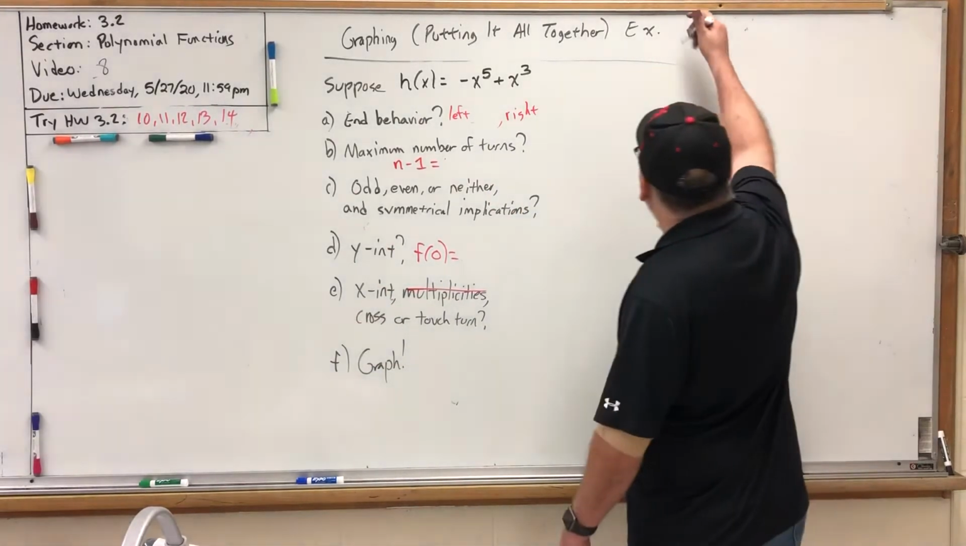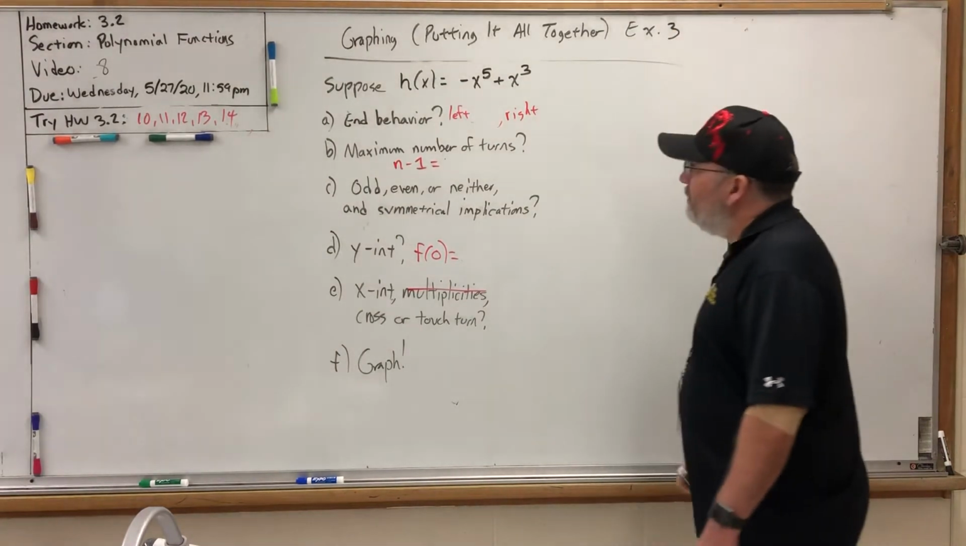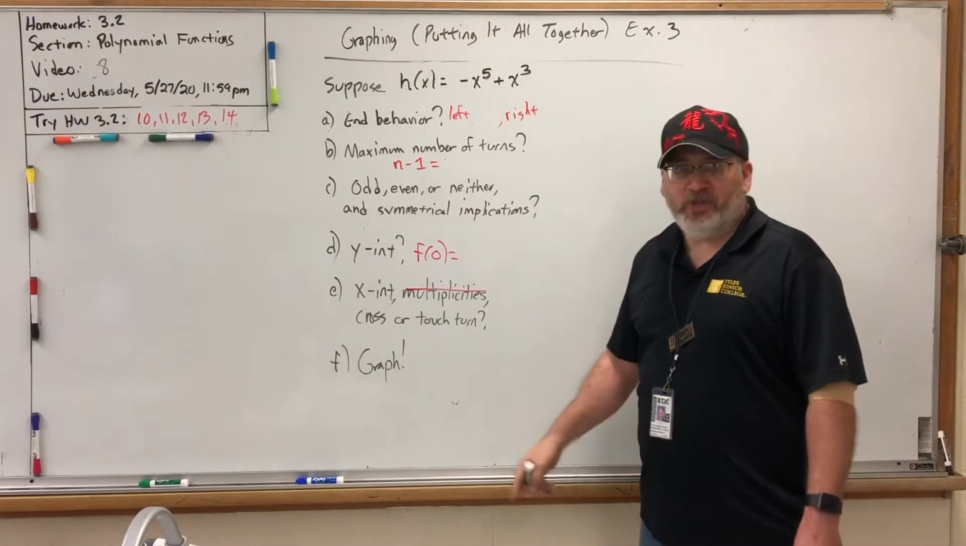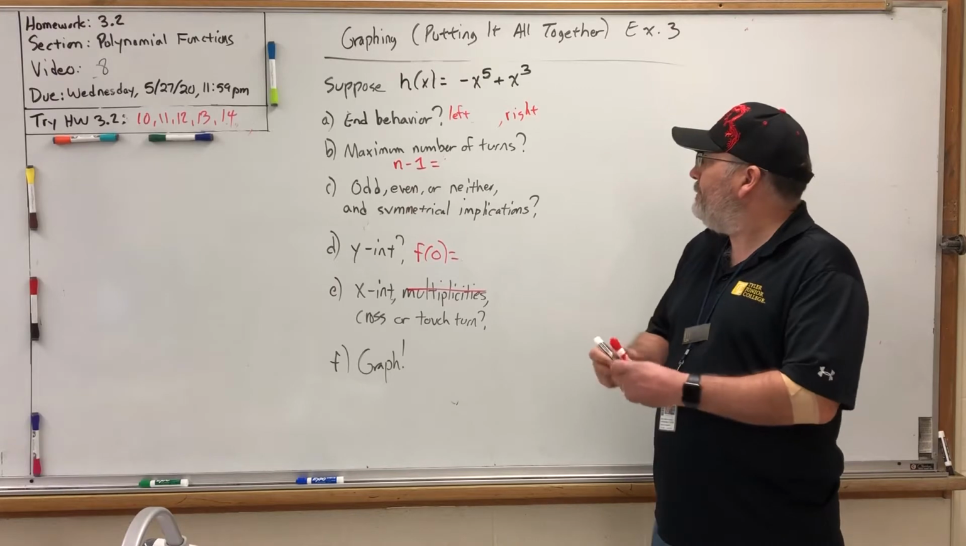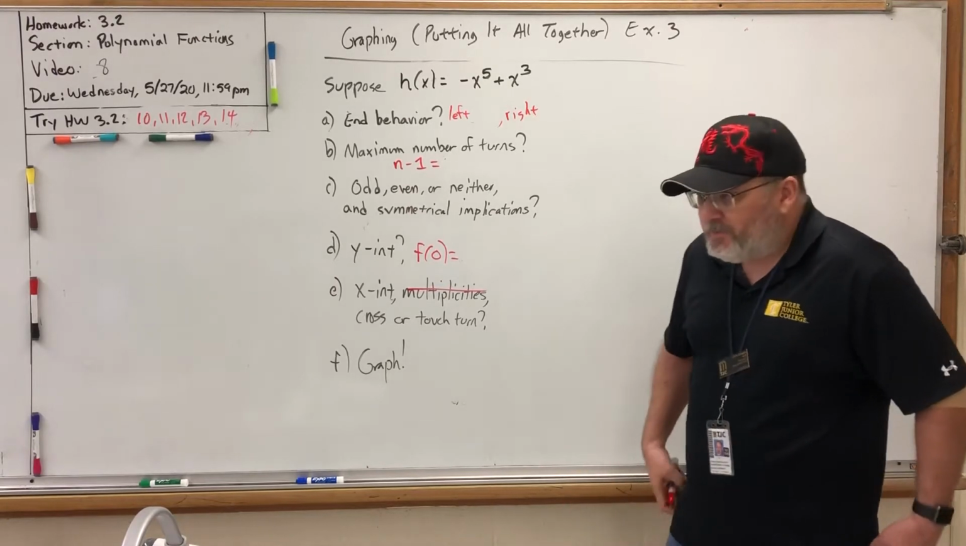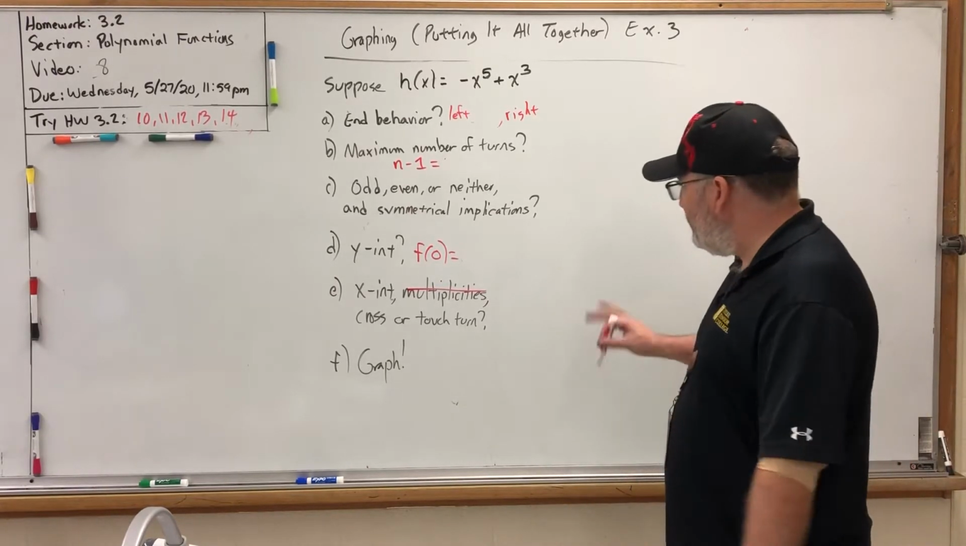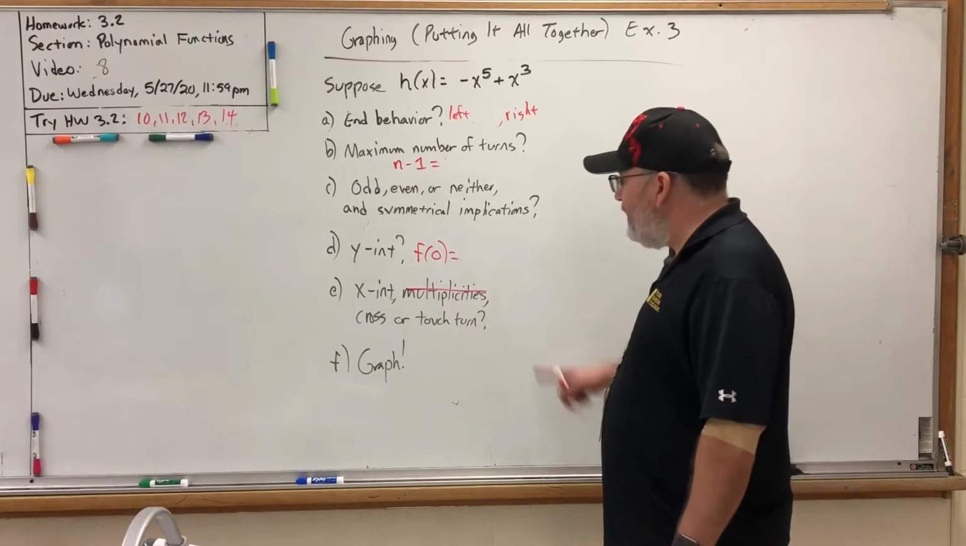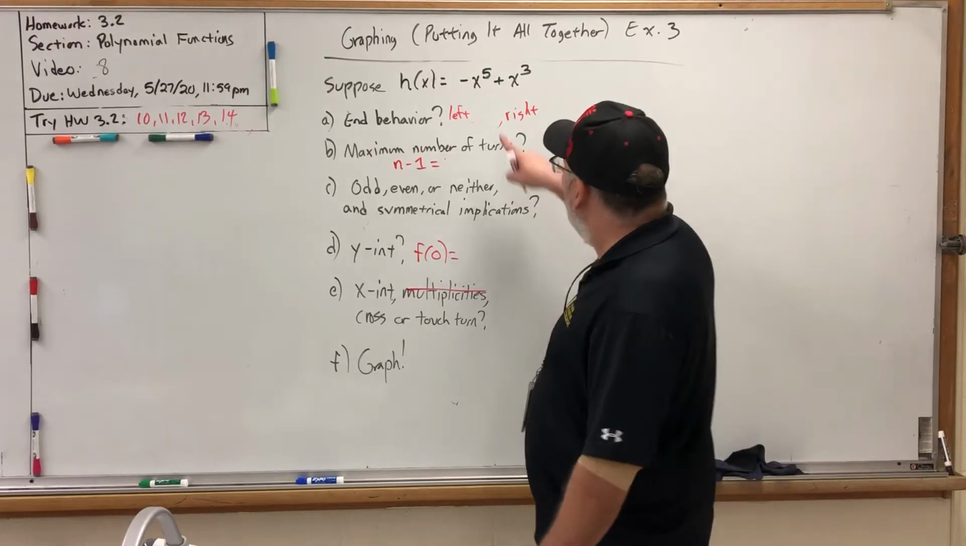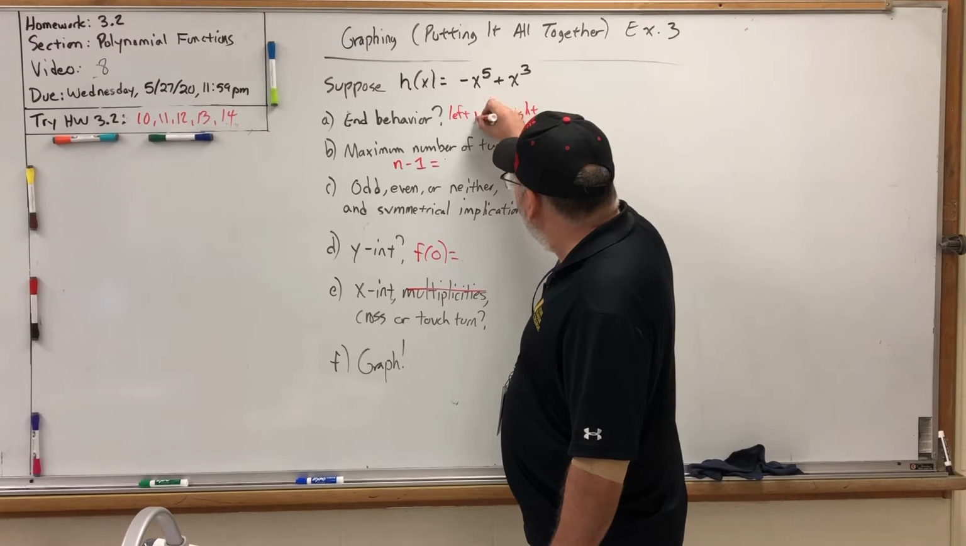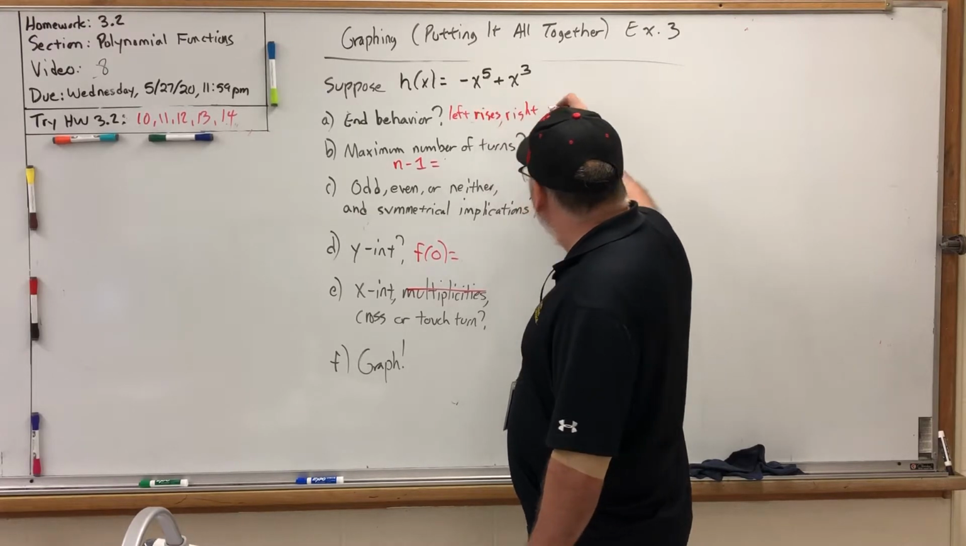Example 3. One function we analyzed previously was h of x equals negative x to the fifth plus x to the third. And since we analyzed it previously, I'm just going to write the results of the end behavior and the x-intercepts. The end behavior on this one was that the left rises and the right falls.